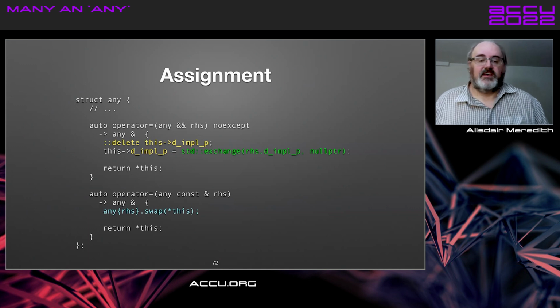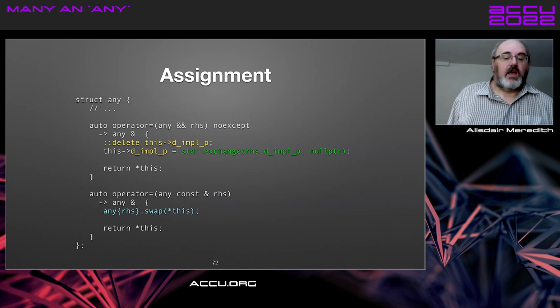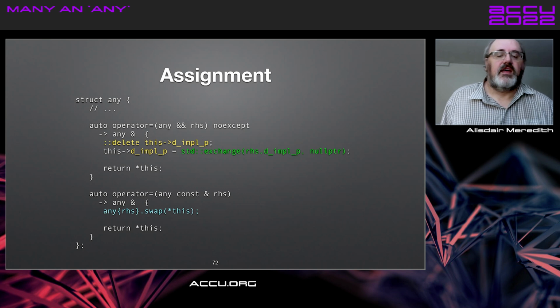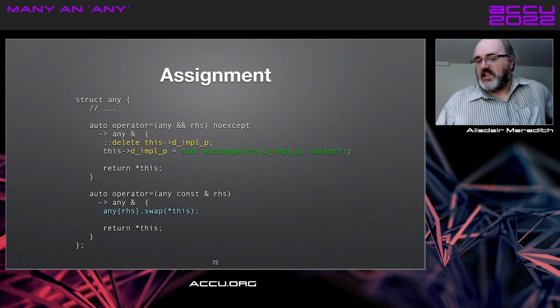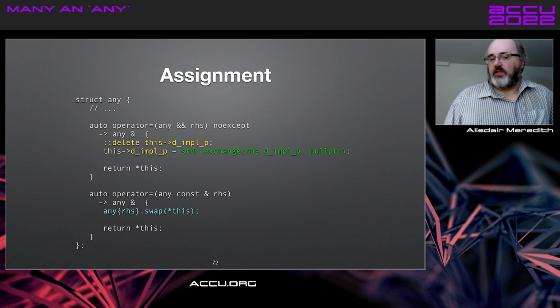The assignment operator. I've not gone with the any swap on this one. I've just gone with the more direct, just because why pay the extra operations when I don't need them. I delete the impl p, which is guaranteed to succeed. I then exchange with the RHS, the impl p with a nullptr, and I return. So RHS now is holding null. I'm holding whatever RHS held, and there were no temporary objects to mess about with this time.